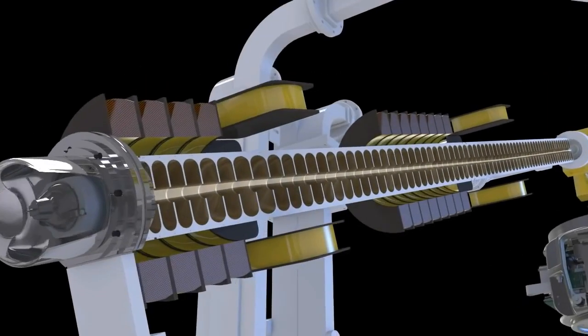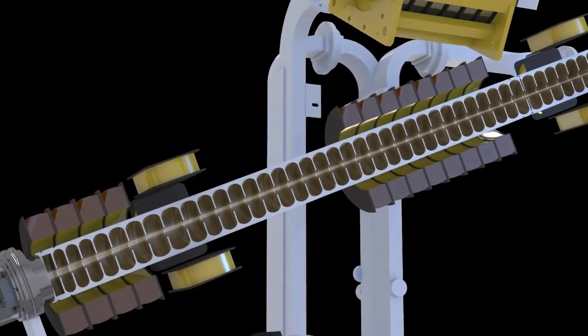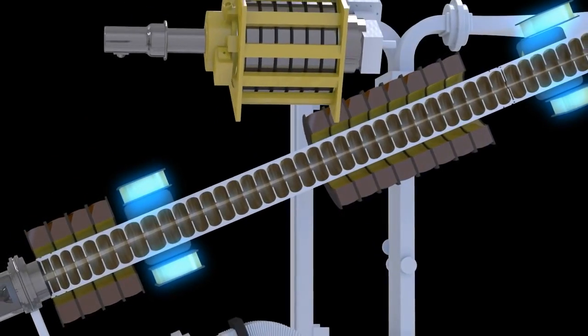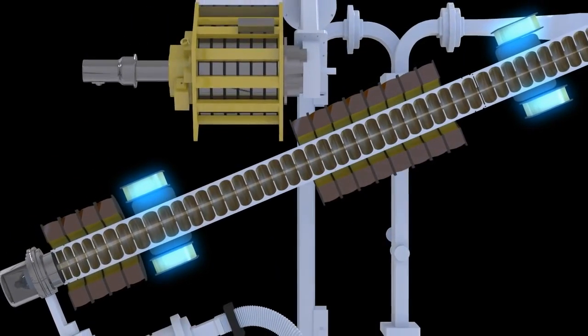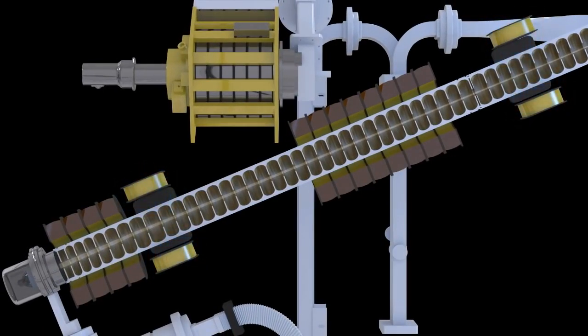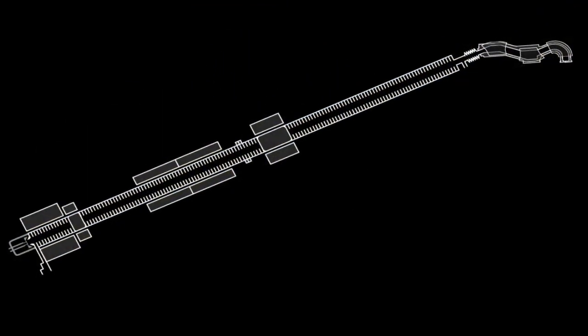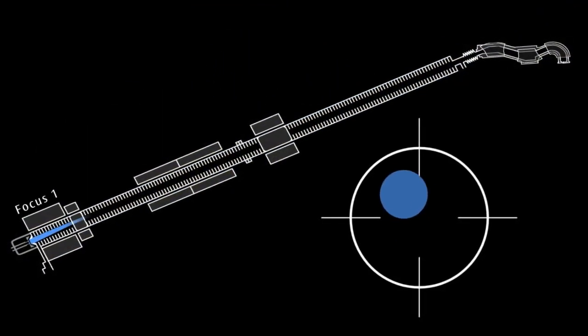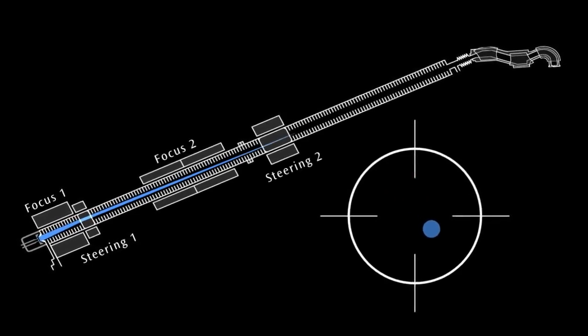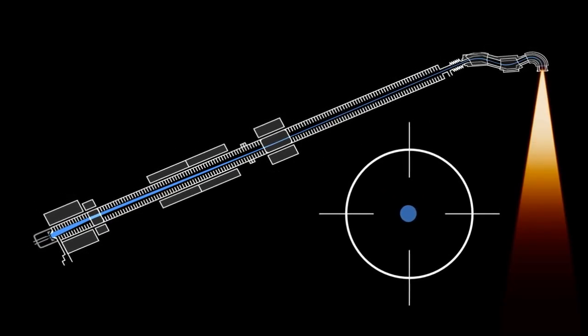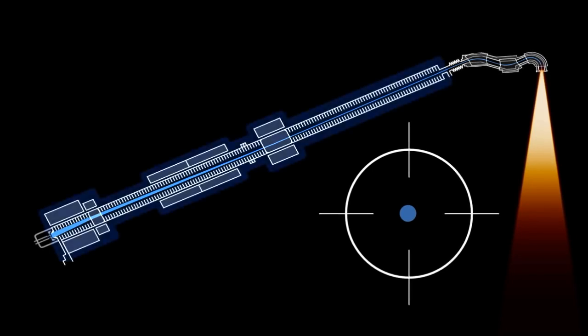The path of the negatively charged electron beam is controlled by two sets of quadrupole magnets, called steering coils, that surround the waveguide. An additional two sets of focusing coils help to further define the electron beam so that it is very fine, with a diameter similar to that of a pinhead when it hits the target. The entire system is cooled by water.